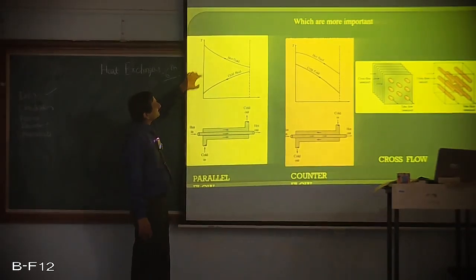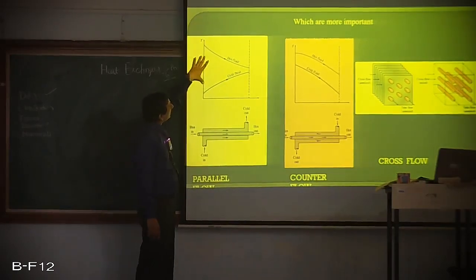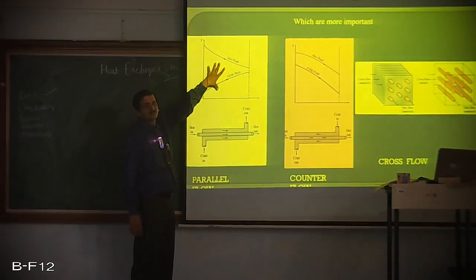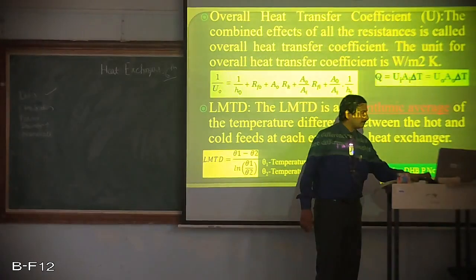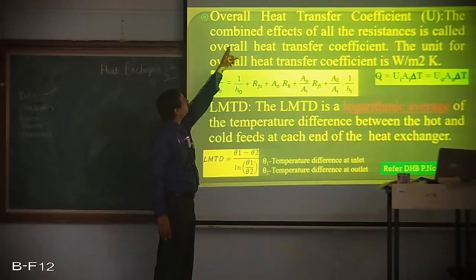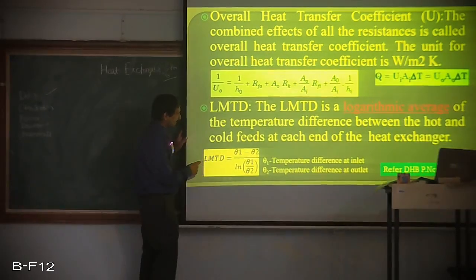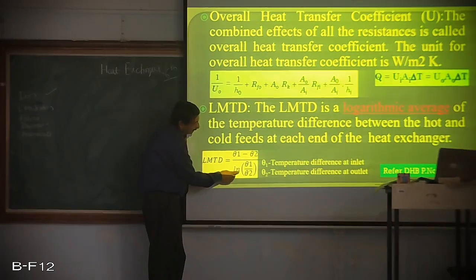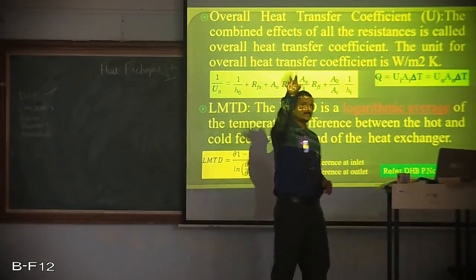The meaning is that the heat transfer takes place, or the temperature difference lies, throughout the length of the heat exchanger. The LMTD is nothing but the driving force, the driving force for the heat duty of this heat exchanger. Now how is it given? LMTD is given by theta 1 minus theta 2 divided by ln of theta 1 by theta 2. Now what is theta? Theta, as you know, is nothing but the temperature difference.